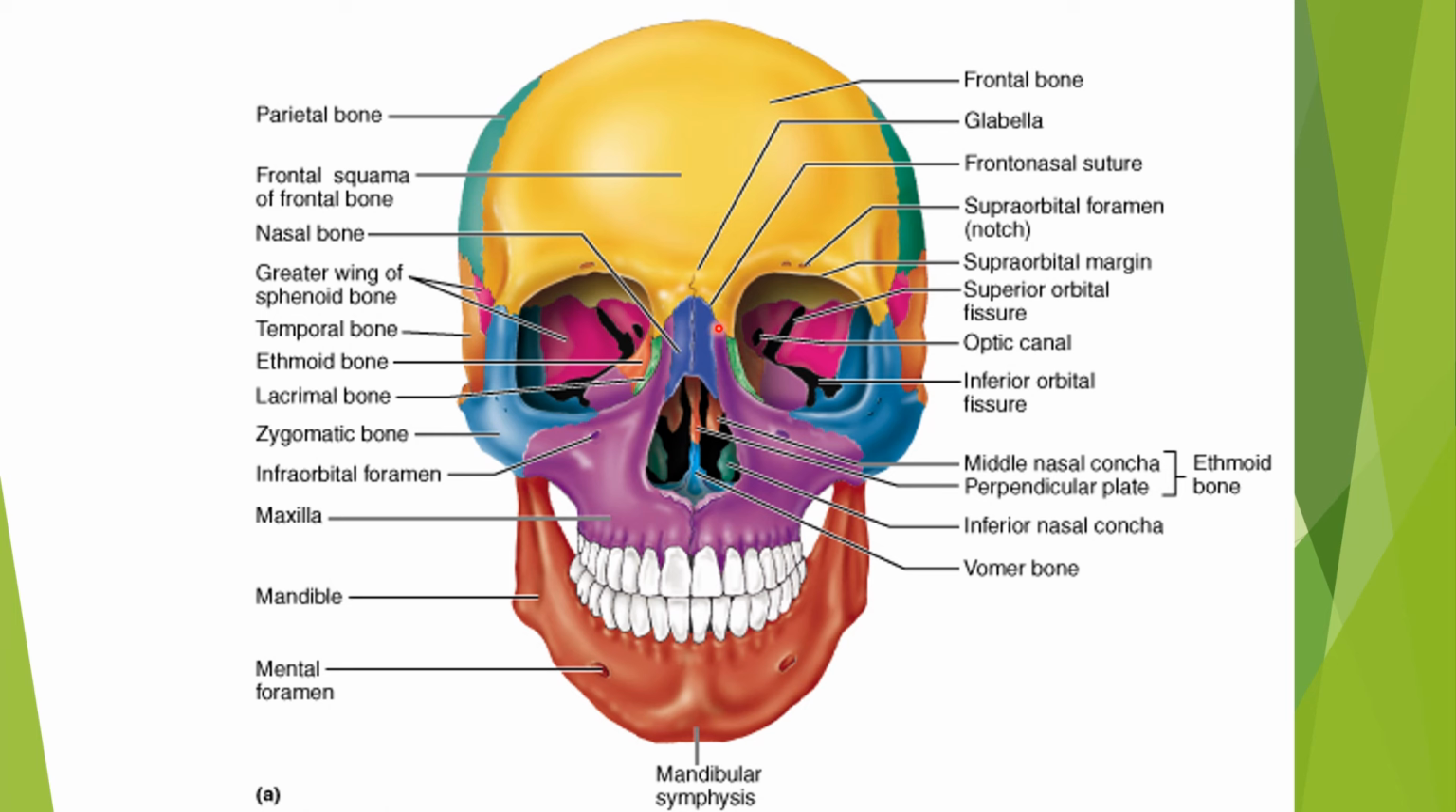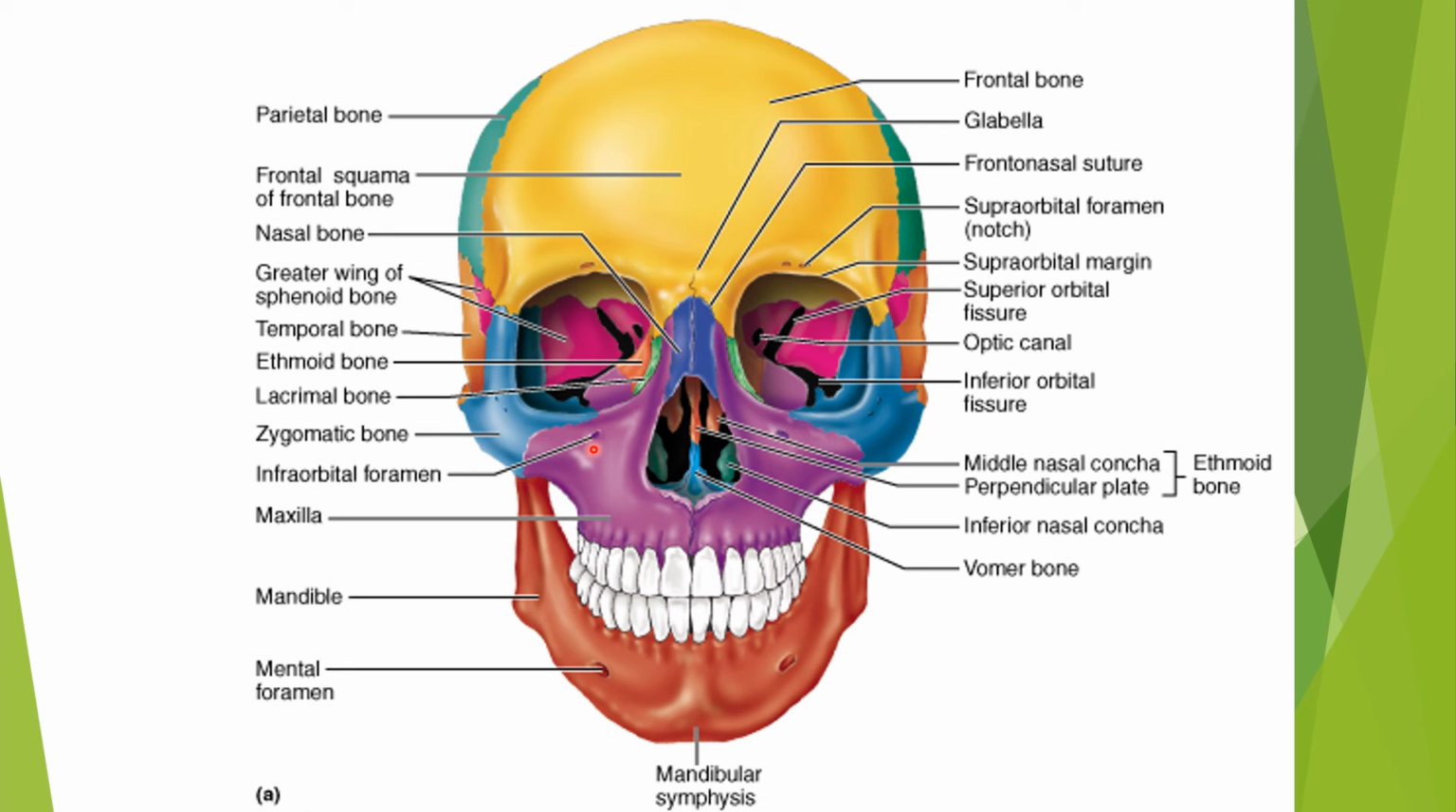Also, this is the nasal bone, and this is the maxilla, this is the zygomatic bone, and this is the mandible. This is part of the ethmoidal bone, the perpendicular plate. This is part of the septum, the medial septum of the nasal cavity. We talk about this in detail in the nasal cavity lecture.